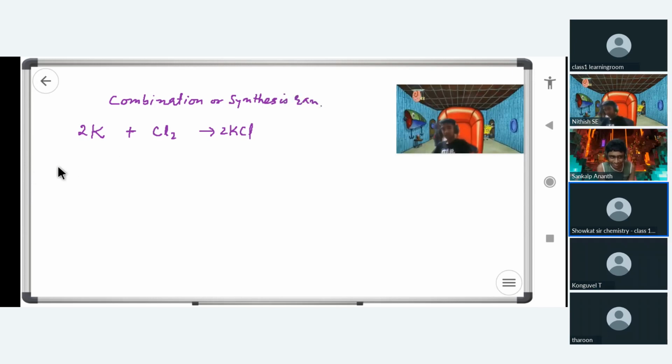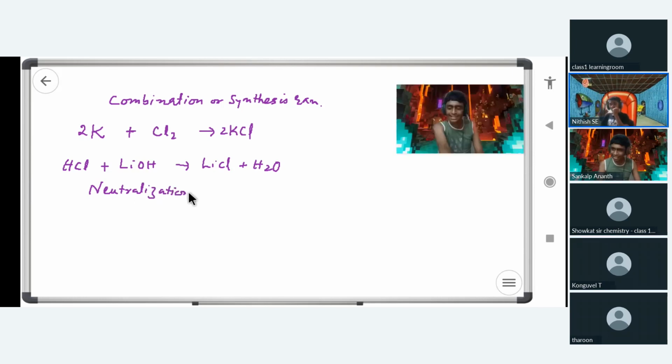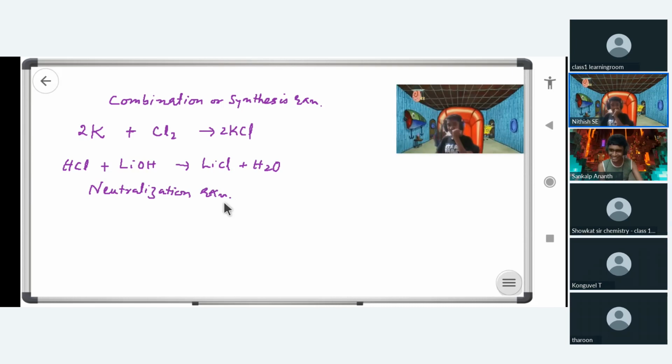Okay, now if I write the next reaction, for example, HCl reacts with lithium hydroxide. It gives me lithium chloride plus water. So what type of reaction is it? Sir, it's a neutralization reaction. It's a double displacement reaction. Ions are exchanged. Yeah, I know.